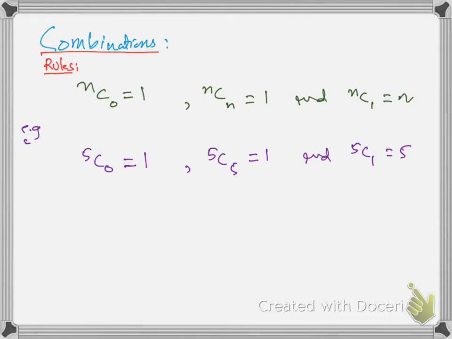For example, if we have 5C0, the answer is always 1. If we have this number 0, the answer will always be 1. If we have the same numbers like 5 and 5, the answer will always be 1. If we have 1 here, then the answer will be this number, like in this formula. See, we have the same numbers here, the answer is always 1. When we have 0 here, the answer is always 1. So these are very important combination rules which will make your calculation fast.